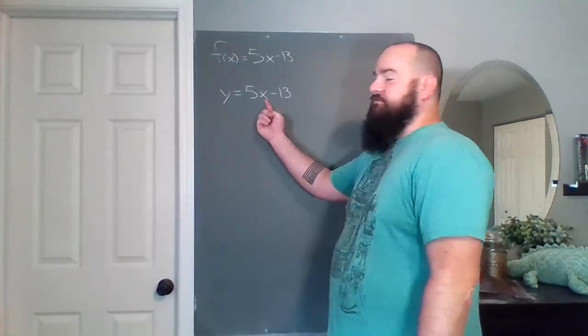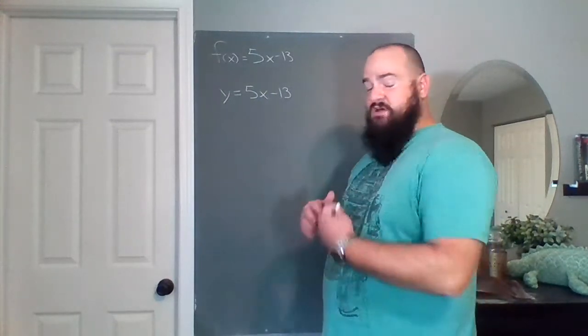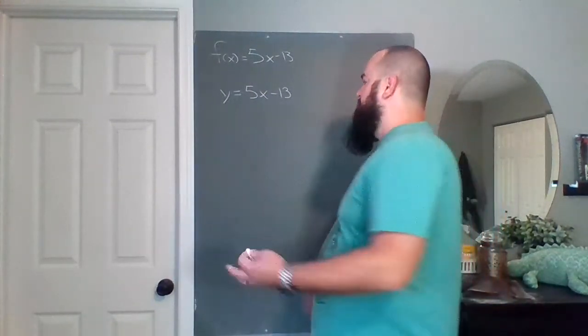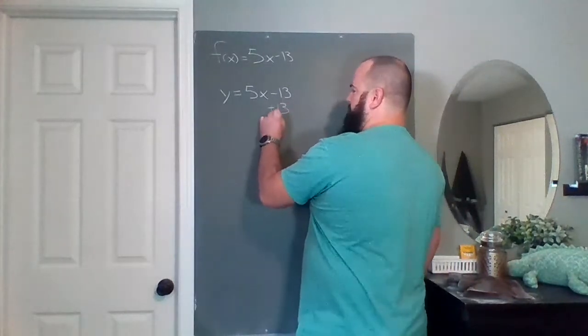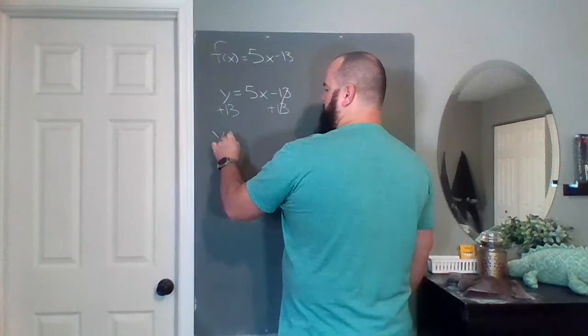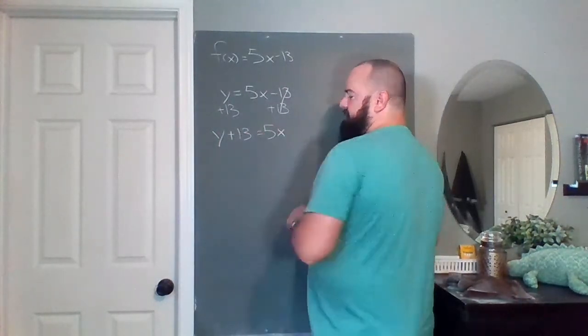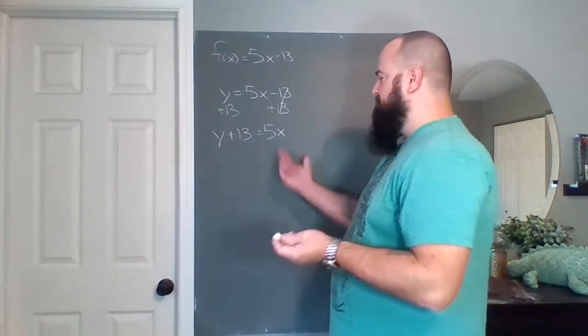So now all I have to do is solve for x. So we take our equation, set it equal to y, solve for x. That's all we're doing. That's all it is. So I'm just going to add 13 to both sides, giving me y plus 13 equals 5x. Divide by 5.